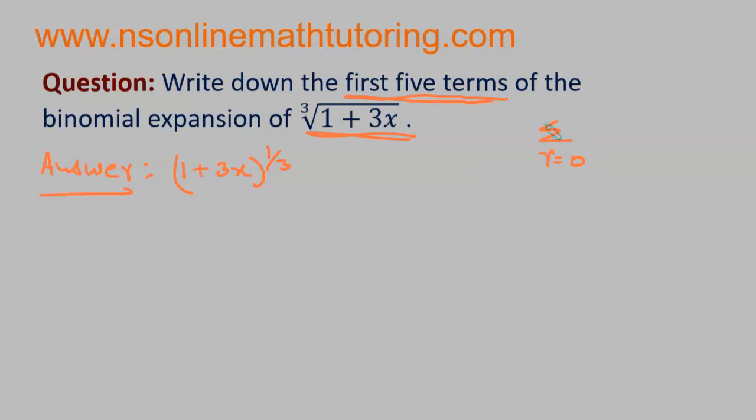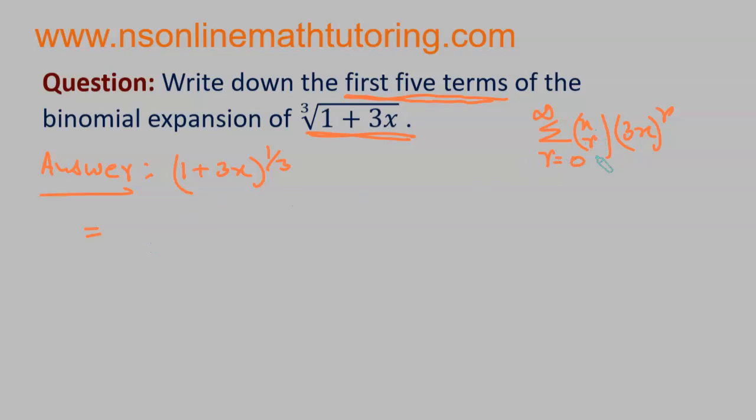It will be the sum from r equal to 0 to infinity of nCr times b over a times x, b is 3, a is 1, so it is 3 times x raised to the power of r. Okay, and we have to get the first 5 terms. So we write this, r equal to 0.